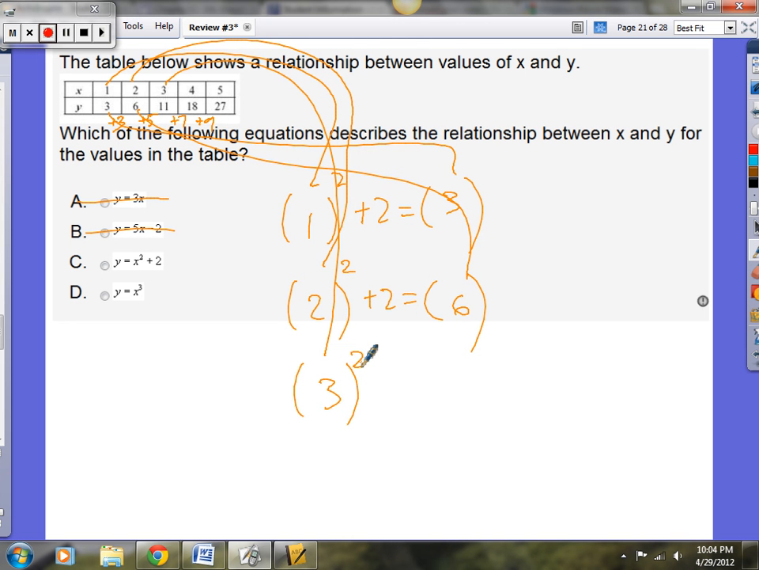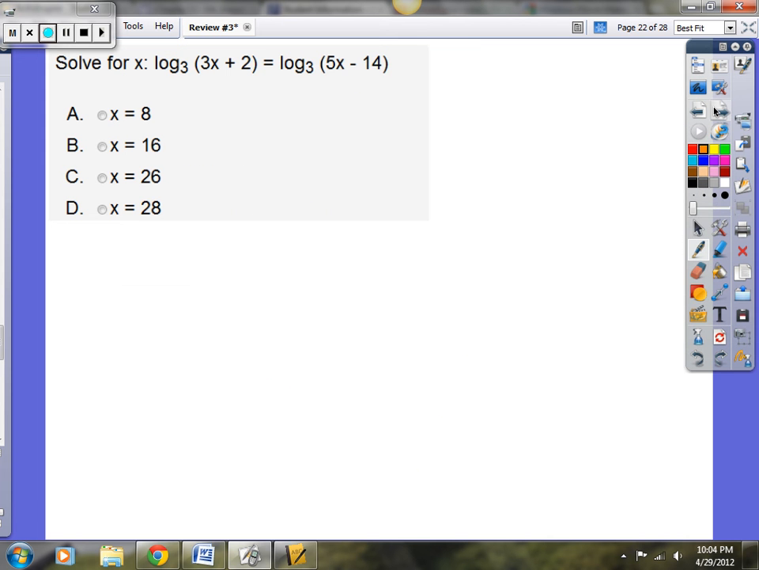Plug in 3 squared, add 2, that's 9, plus 2 is 11. Yep, it gives you 11. Maybe the last one, let's skip and plug in 5. 5 squared is 25, plus 2 is 27. Okay, it works. It gave you 27.